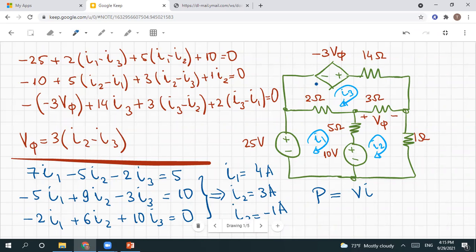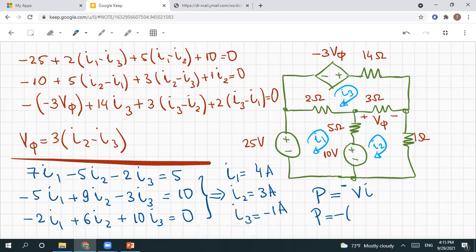So in the passive sign convention, as you see, current I3 is flowing in this direction, so from the negative to the positive. So this means that I will have a negative sign, because the current is flowing from the negative, not from the positive. So P in this case will be negative because we don't have the passive sign convention applied here.